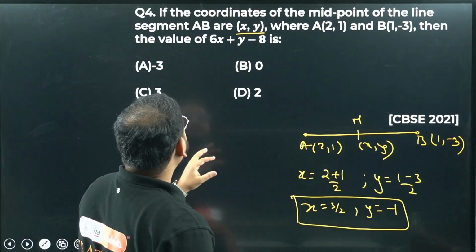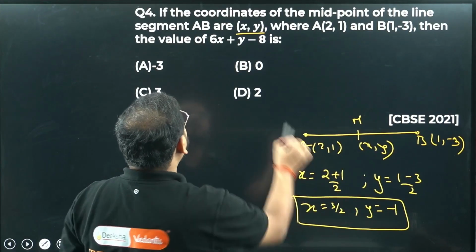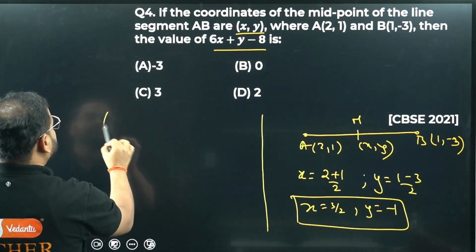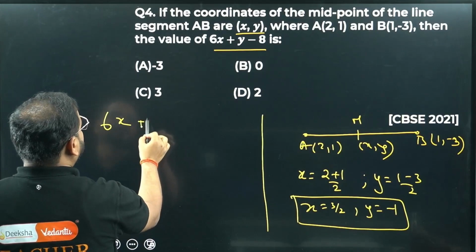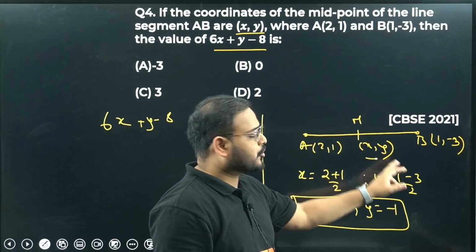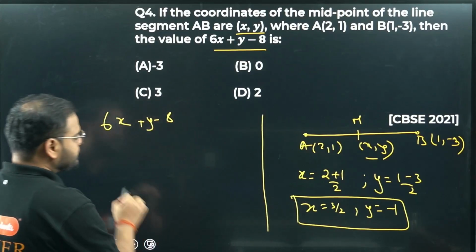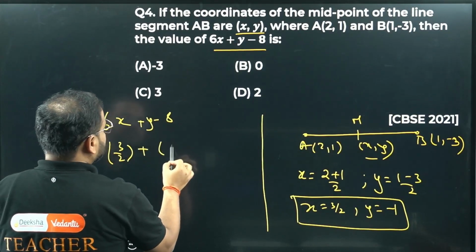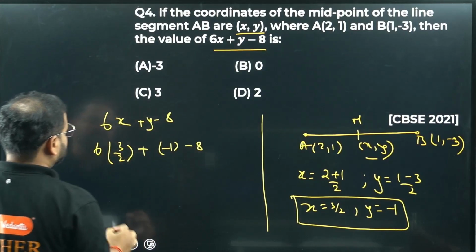They're saying that then the value of this condition, 6x plus y minus 8, is how much? Okay, 6x plus y minus 8 value we are looking for. We got x and y value, right? For the coordinate of the point M, put it here. 6 times 3 by 2 plus y is -1 minus 8. How much is that?